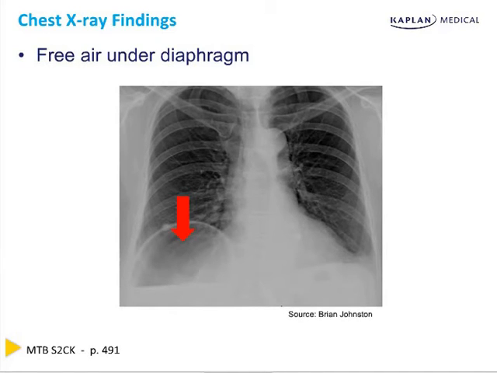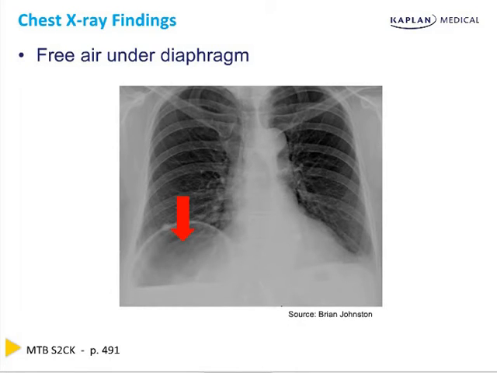This can best be appreciated by seeing the appearance of an air bubble under the right hemidiaphragm, as is depicted by the arrow. Remember that an air bubble under the left hemidiaphragm is expected because that's where the stomach lives. A chest x-ray is actually better to detect free air in the diaphragm than an abdominal x-ray, because abdominal films don't always image the entire diaphragm, and thus free air may be missed.